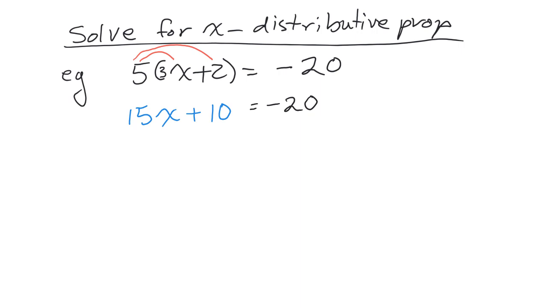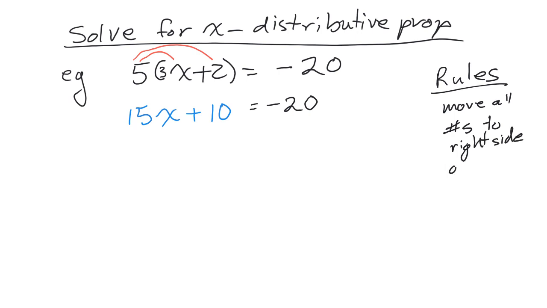So now, just like before, we follow the rules that we were looking at before. We need to move all the numbers to the right side, and then all the variables to the left. So now we have, well, let's look at this. On the left side, 15x is already in its right spot. So I'm going to cross that off and then put 15x down here.